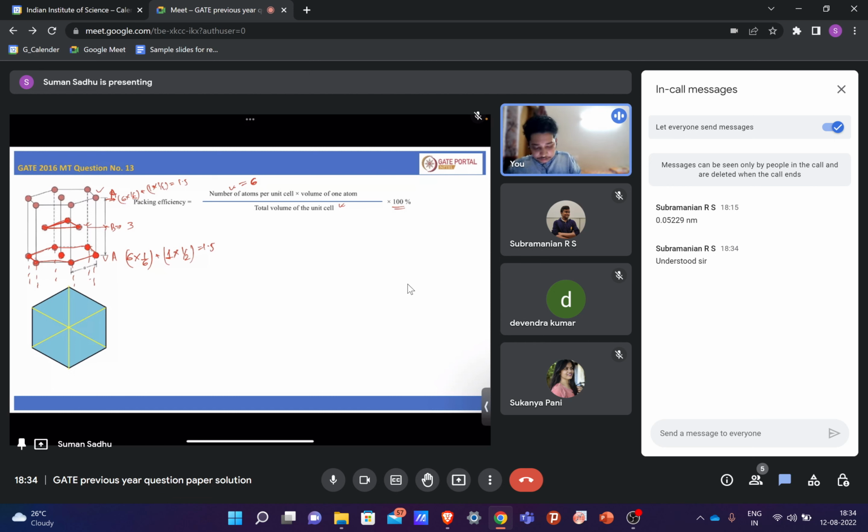Now let's say the radius of one atom is capital R. So what will be the volume of one atom? Volume of one atom will be 4/3 pi R cube. So this is the volume of one atom, and this is the total number of atoms in a hexagonal closed pack unit cell. So now we have to find out the total volume of the HCP unit cell. How can we find this total volume of this unit cell? Anyone want to answer?